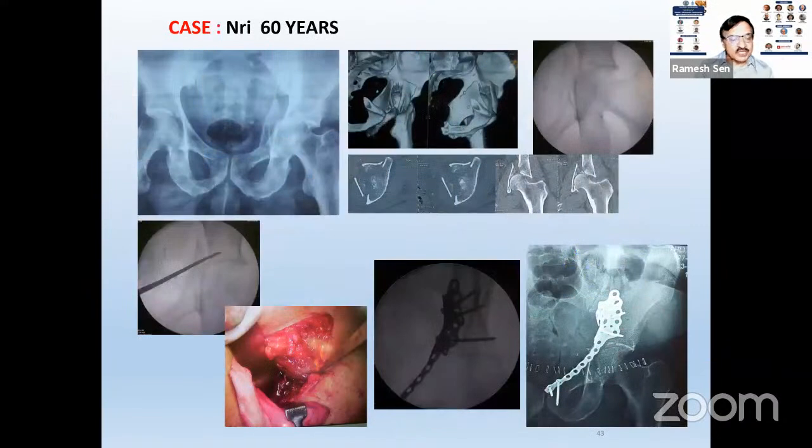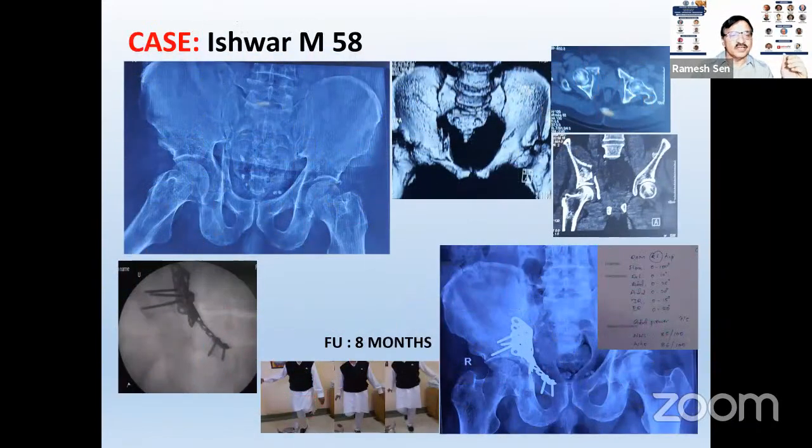Anyway, now come to the cases. Here is a case, a 60-year-old man. You can see the displacement over here, this fragment. We go for a reduction. There is an impaction also. So we reduce the impaction and put a plate, and because it is anatomically supporting it, once the impaction is reduced, it gives us a reasonably good reduction.